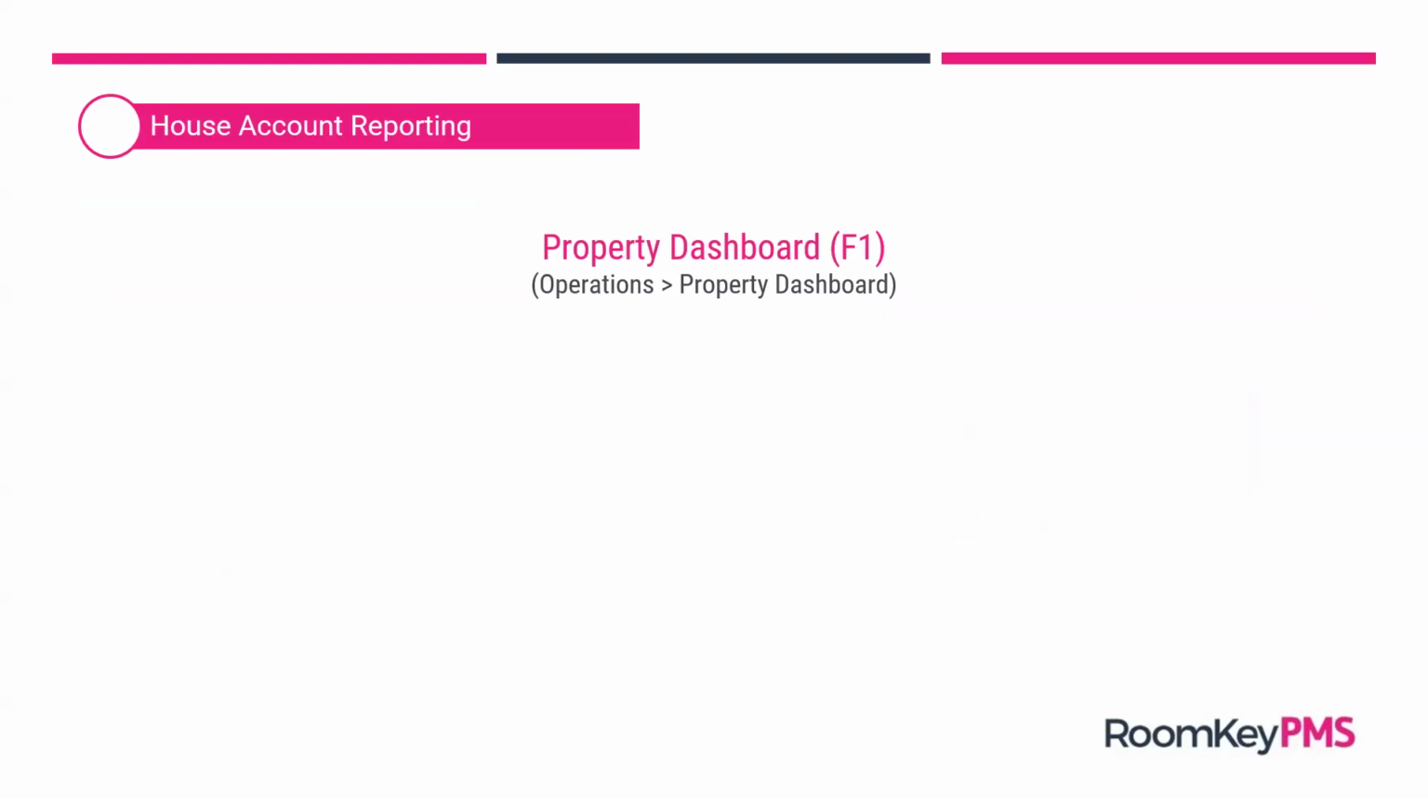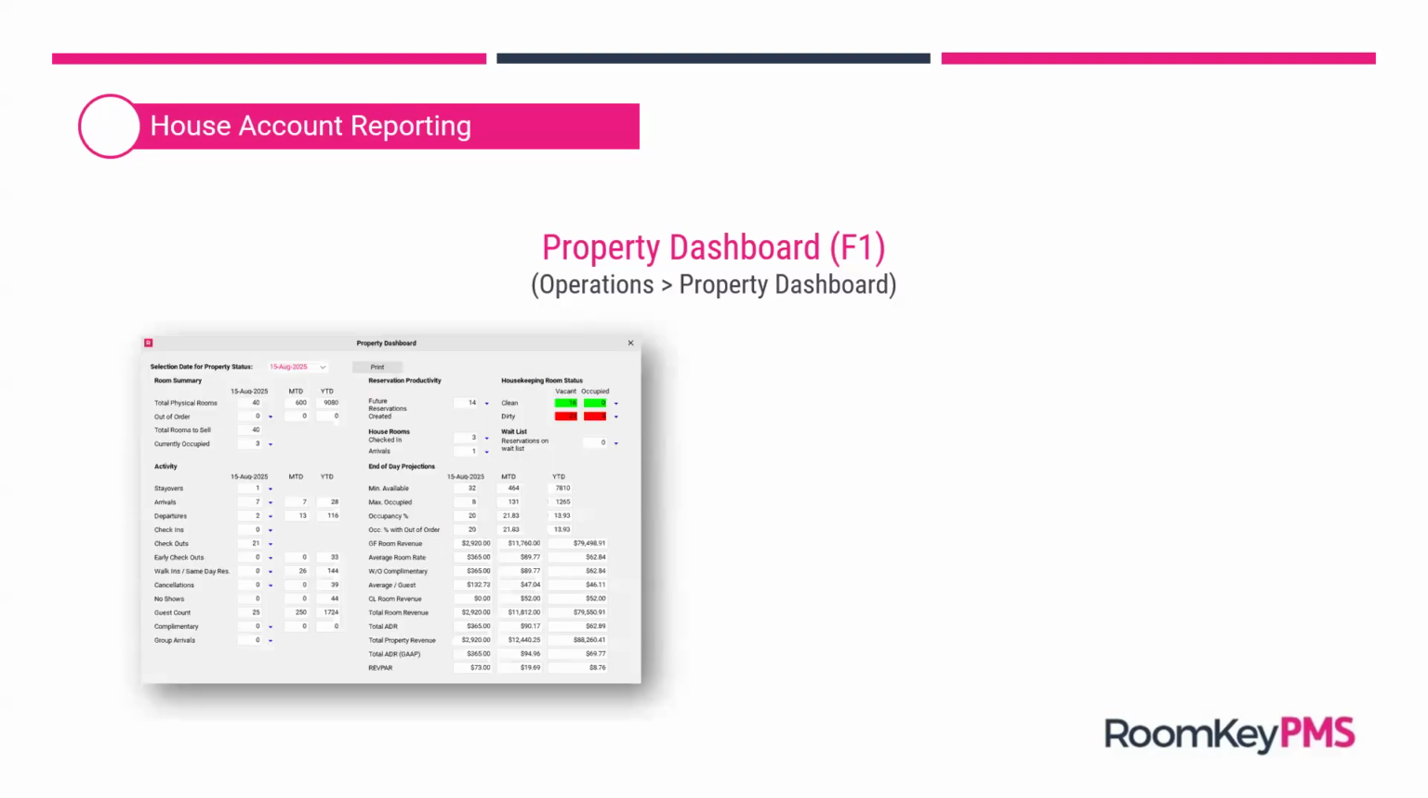Now let's take a look at some reporting that is associated with our house accounts. We don't have a set of house account reports, but these house account reservations and transactions do appear on a series of existing reports inside Roomkey. The first one that you'll notice is the property dashboard, or if you use the hotkey shortcut key F1 on your keyboard, you can find that, or you can find it in the operations menu called property dashboard.